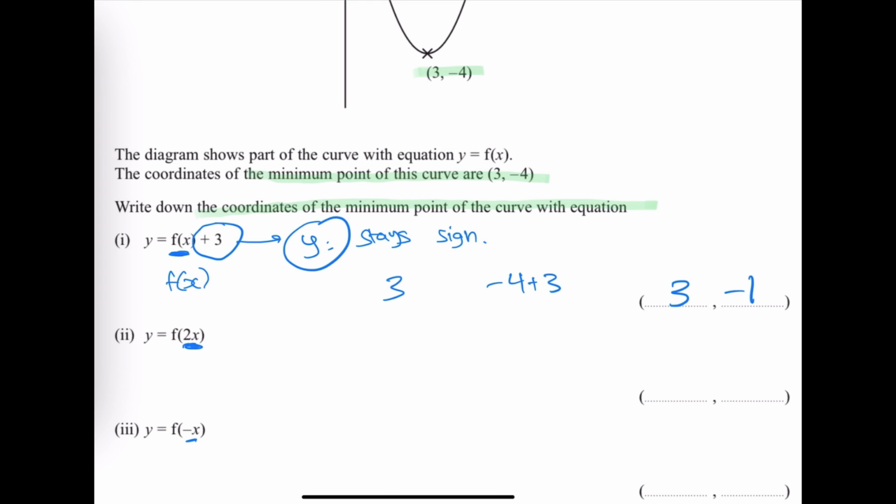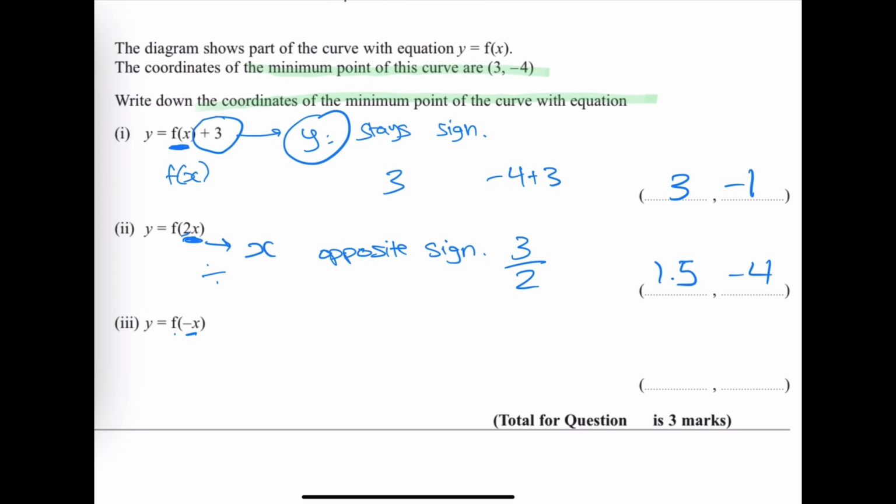The number that we have to change is inside the f(x), so that means we just affect the x. So the y will stay the same, minus 4. It stays the y, and because it's in the x, it's the opposite. So over here we are timesing x by 2, which means that we just divide by 2. So we do 3 divided by 2, so it is 1.5.